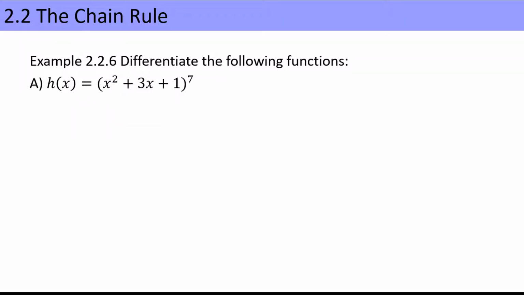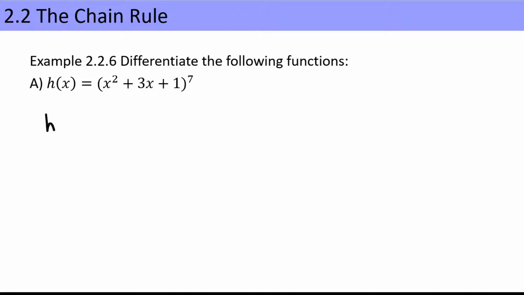Example 2.2.6, differentiate the following functions. A, h of x equals the quantity x squared plus 3x plus 1 all raised to the power of 7. If you'll recall, this was the starting exercise for this lesson. Now with the chain rule, we can readily differentiate.